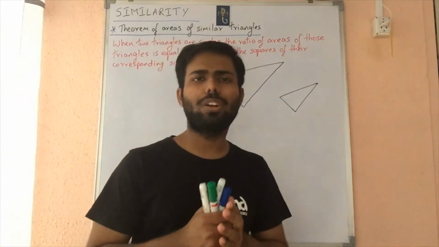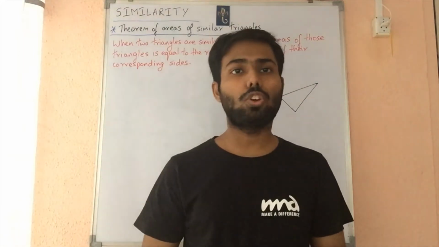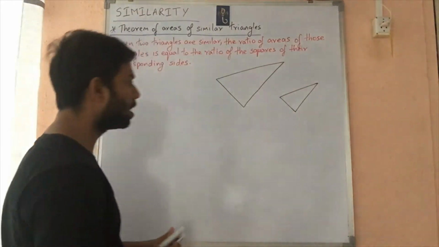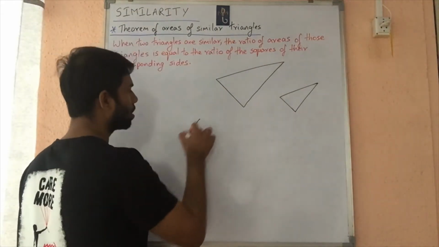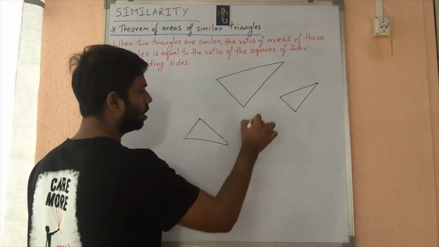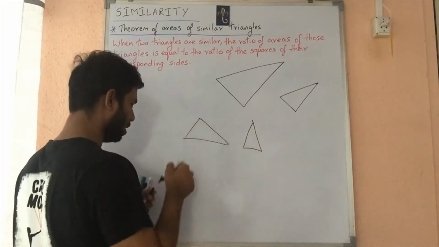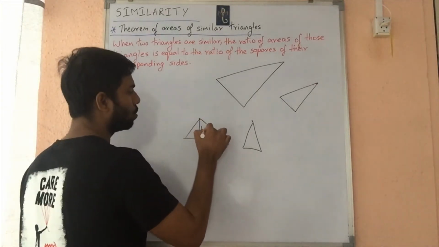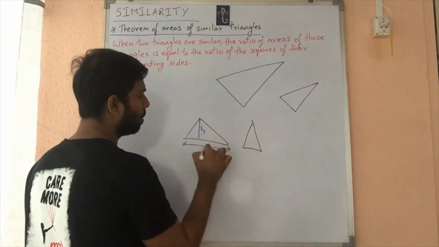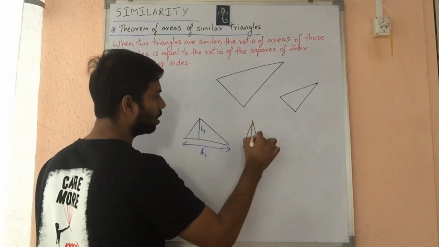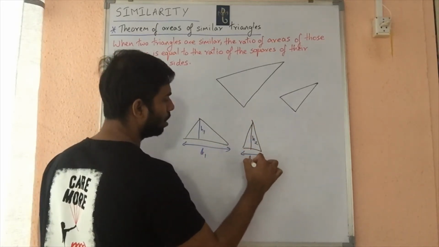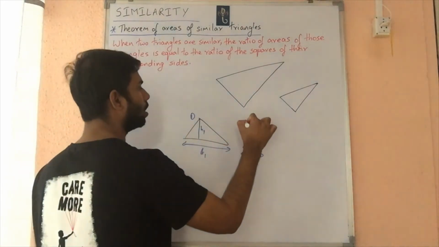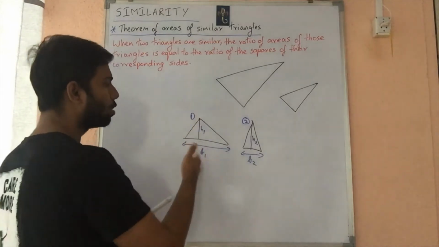So now we are not going to talk about any triangles, but we are only going to talk about the ratio of areas of similar triangles. Let us quickly revise what the ratio of areas of two triangles was. Suppose these are the two triangles. This is height 1, h1, and this is base 1, b1. This is height 2, h2, and base 2, b2. So this is triangle number 1, this is triangle number 2, and the heights and bases of both are given.